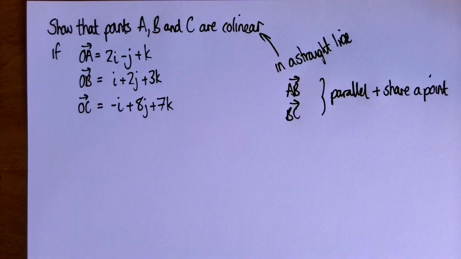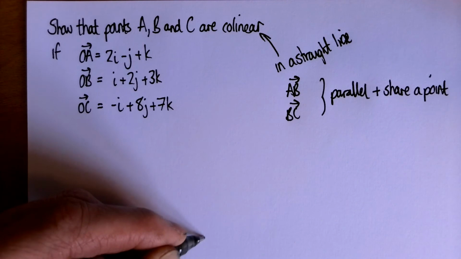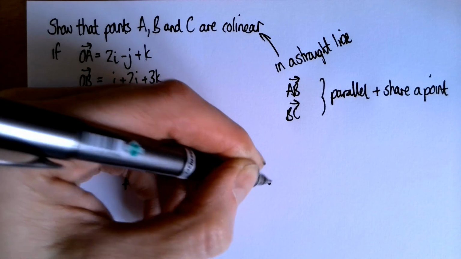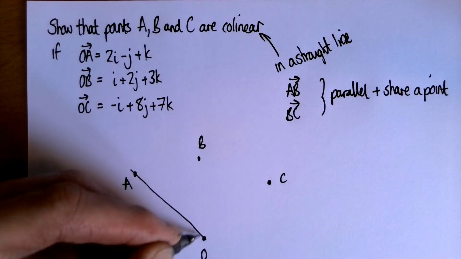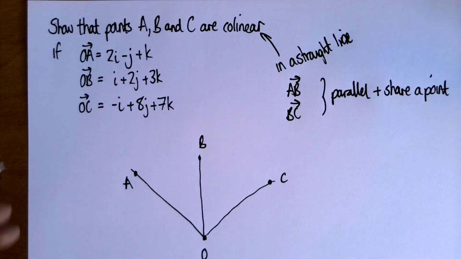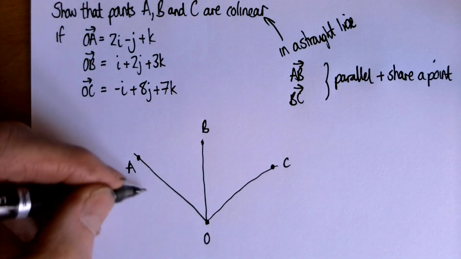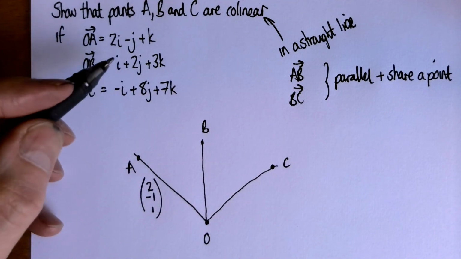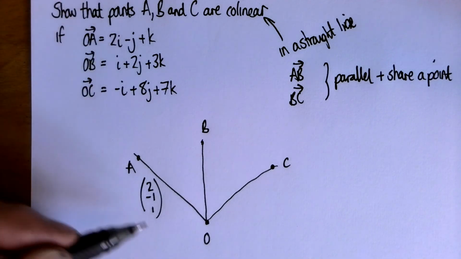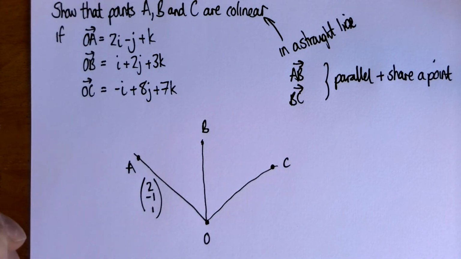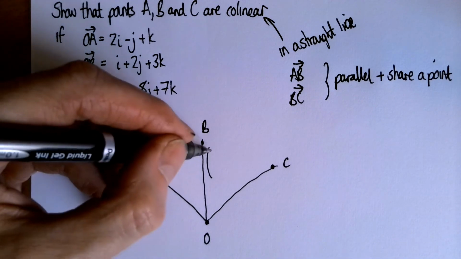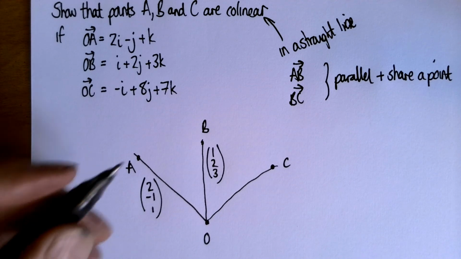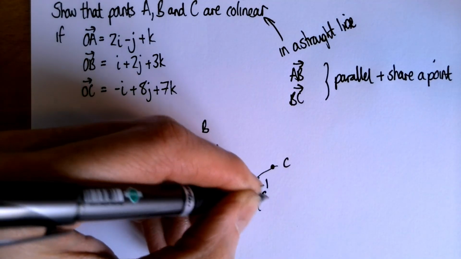So probably don't need a diagram, but I'm going to do one. I like a picture. So again, no attempt whatsoever to try and make these accurate. I'm just saying, right, A, B, C, there we are, and I'm going to straight away write them as column vectors. So O to A is 2, -1, 1. If there's a letter missing, so if it was 2i plus k, you'd have to remember to put a 0 in. So make sure you don't get caught out by one of those. This is 1, 2, 3, O to B, 1, 2, 3, and O to C is -1, 8, 7.